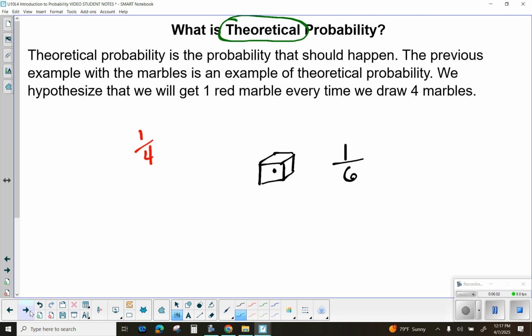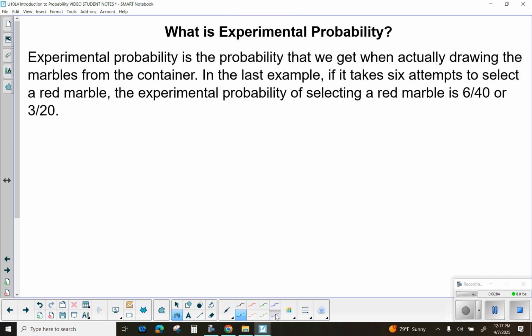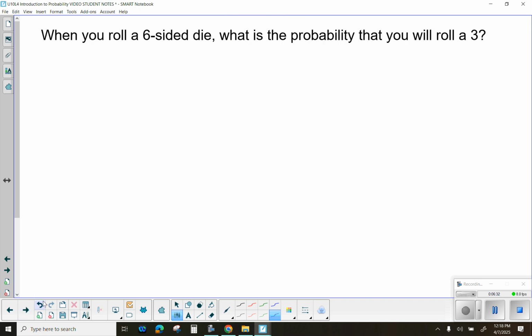There's another type called experimental probability. Experimental probability says, despite what we know about an object, we still have to do the work and record what we get. So even though we know there's only one side that has a 1 on a dice, we can't figure out the probability that way. We actually have to roll the dice. And we're going to look at examples of both here.